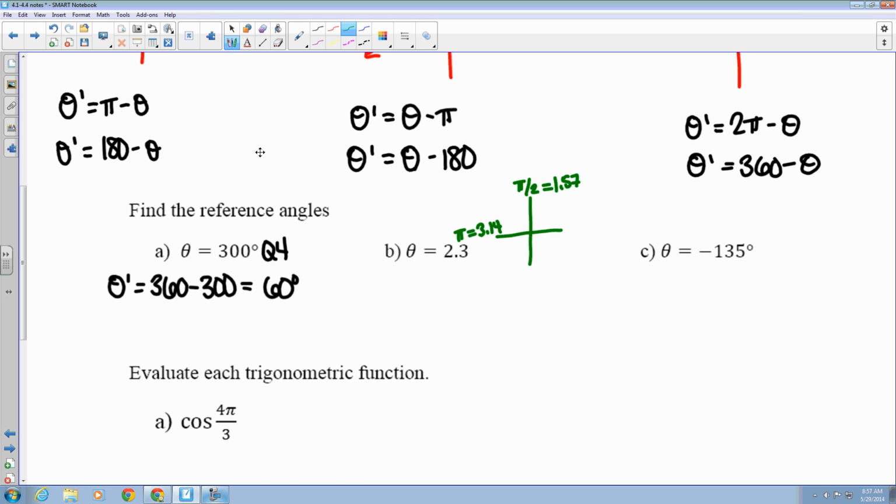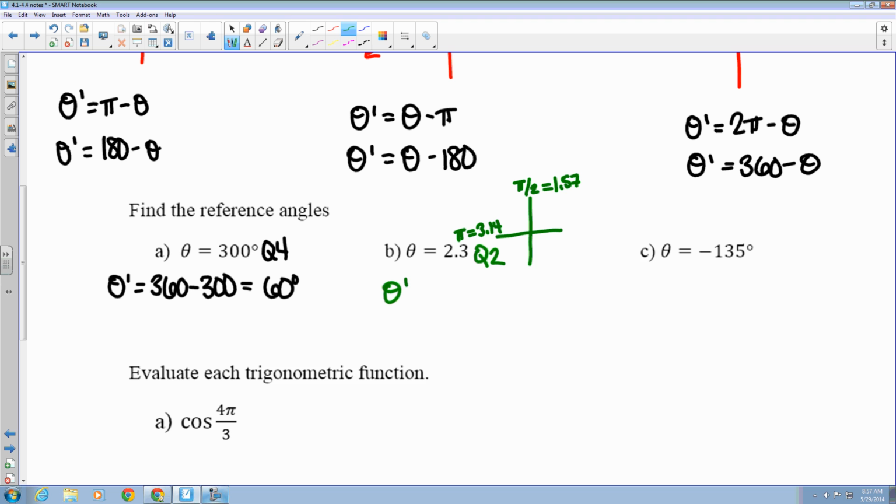So if there's no actual pi in our angle when we're in radian mode, see there's no degree symbol, so I know I'm in radian mode. If I am in radian mode and there's no pi, I might want to just use these quick tips to help me figure out which quadrant I'm in. 2.3 is between 1.57 and 3.14, so I know I'm in quadrant 2.